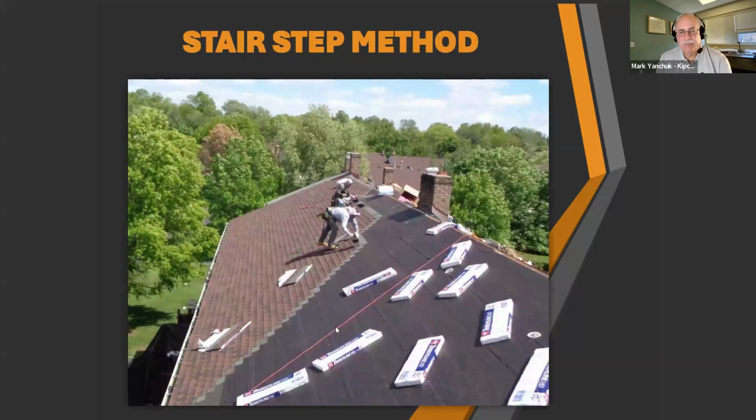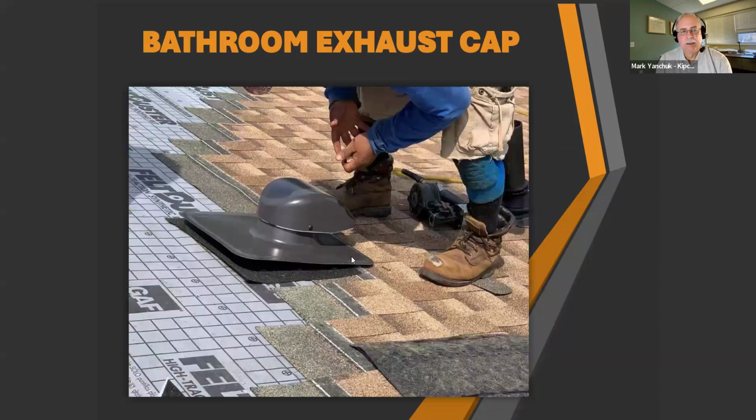Shingles are installed in a step process. You don't want to, what we call, rack the system, where they're going up vertically. You want to keep them at a diagonal. Some accessories, like this bathroom exhaust, have to be installed when you're installing the shingles. You can't install it ahead of time because it has to be interweaved with the shingle and has to be lapped properly.